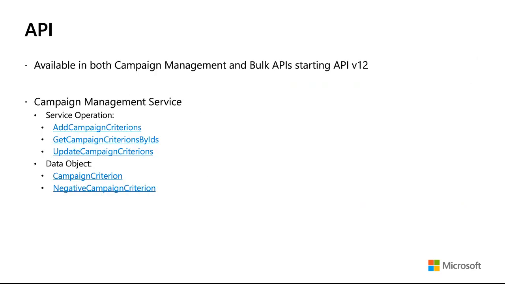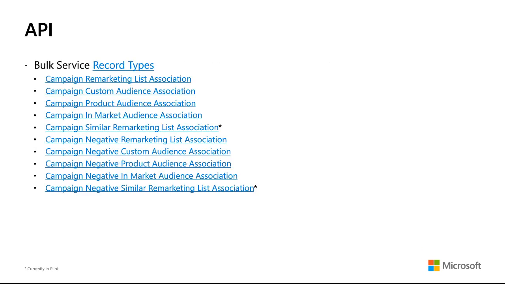This feature is supported in both campaign management and Bulk API. So here are the new service operations and data objects that you can use to create and manage targeting associations as well as exclusion. For Bulk API, we are adding 10 more new record types that you can use to define a campaign level association for all the audience types that we are supporting today.